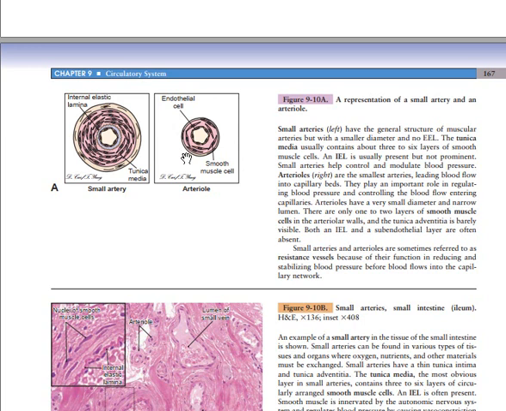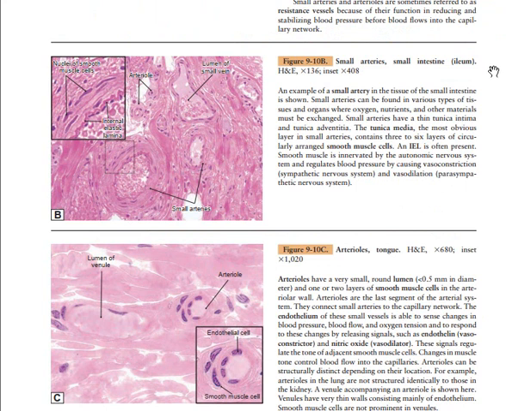Now in the arterioles, the tunica intima is very small, only made up of the endothelial cells. Then the tunica media is only made up of the muscular cells, and the tunica adventitia is only made up of connective tissue that is going to help in adhesion to the tissues close to the arterioles.